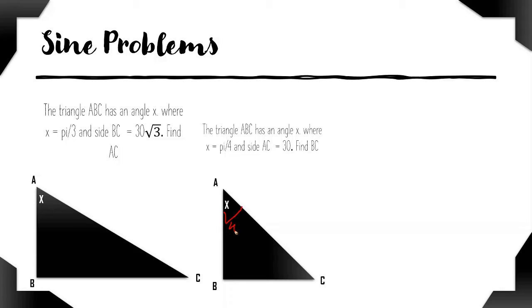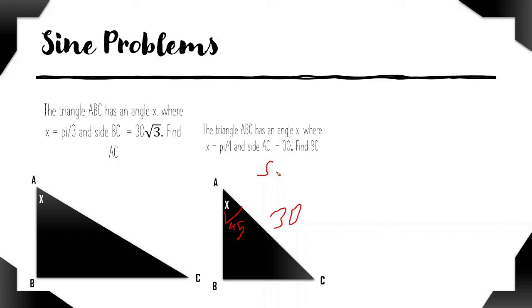So this is 45 degrees. And side AC, so the hypotenuse, is equal to 30. Okay, so now we need to find BC. Let's turn this into a sine ratio.